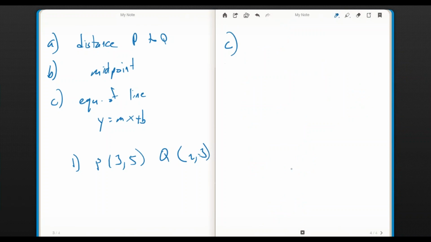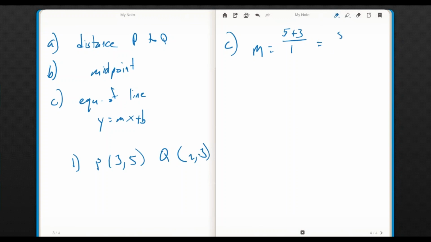In C, we're asked to write the equation of the line. When I find the equation of the line, I always do it the same way. The first thing I do is find the slope, and the slope is the change of y, and really we already did that, right? The difference between them, they're 8 apart, and the x value is 1 apart. So back in problem part A, when we found the distance from P to Q, we found those distances, right?